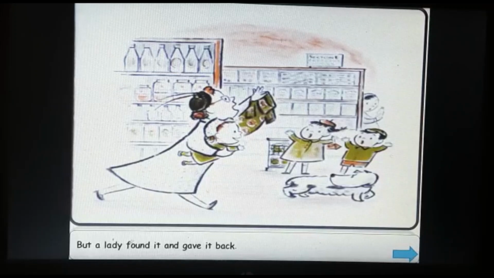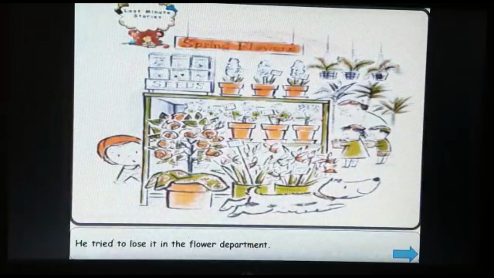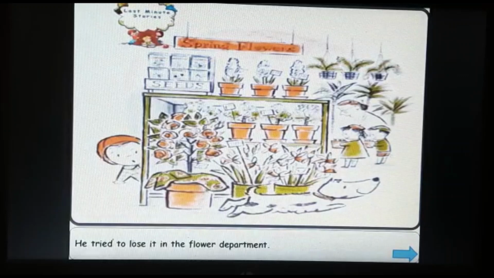There is something going on there. Now comes the thinking time question again. Who found Harry's sweater in the grocery department? Next comes, he tried to lose it in the flower department.